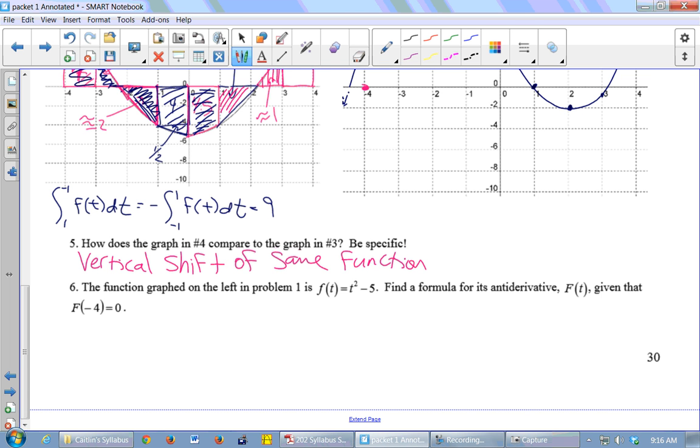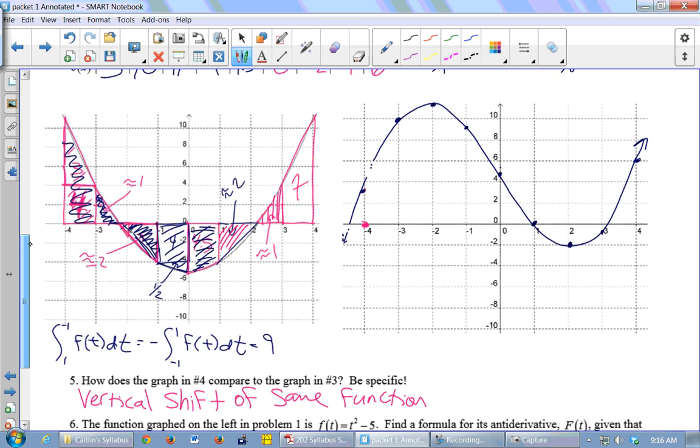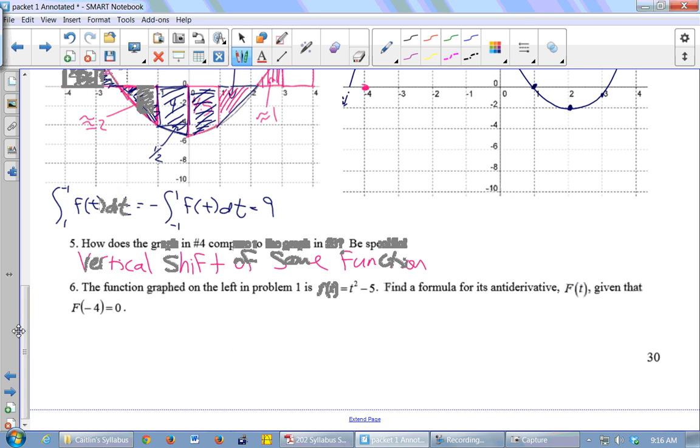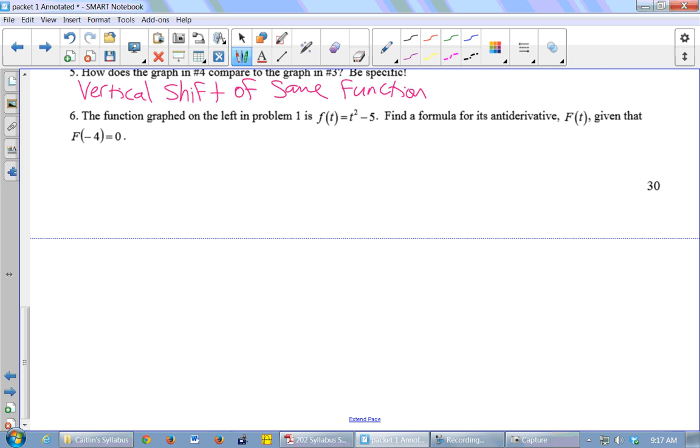Same function, but a vertical shift. So this function that we've been finding areas under, that it's all marked up now, is t squared minus 5. What would a formula for its general antiderivative be? Yeah, it would be a cubic, right? Because if this thing's a quadratic, its antiderivative is cubic.